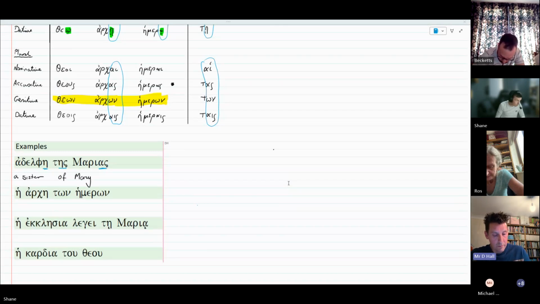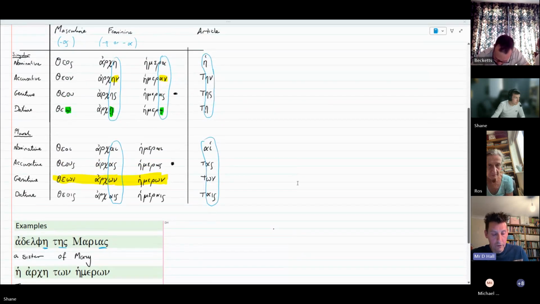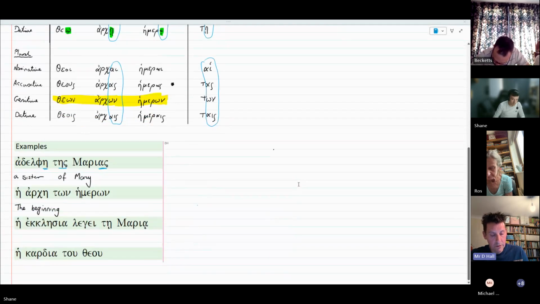So this is the beginning. That's the word we were just working with. And then ton hemeron. So again, just up in our chart that we've done, you'll notice that's the genitive plural. And so therefore we want the plural of days, which is what hemera is. So hemeron, so it's the beginning of days. And it doesn't make English sense to write of the days really. So we would just write the beginning of days. Okay, happy with that?